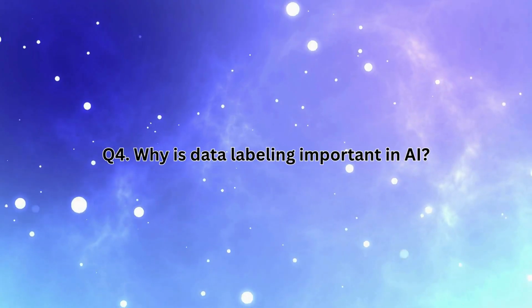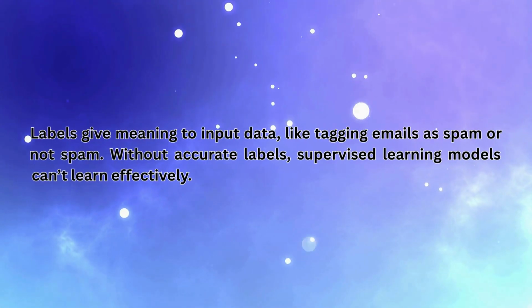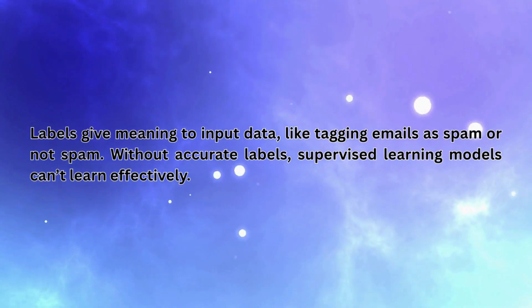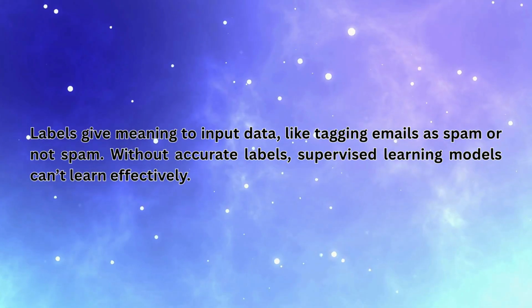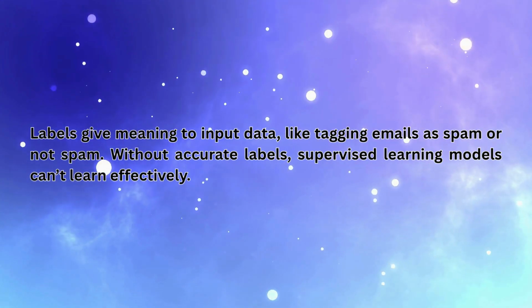Why is data labeling important in AI? Labels give meaning to input data, like tagging emails as spam or not spam. Without accurate labels, supervised learning models can't learn effectively.